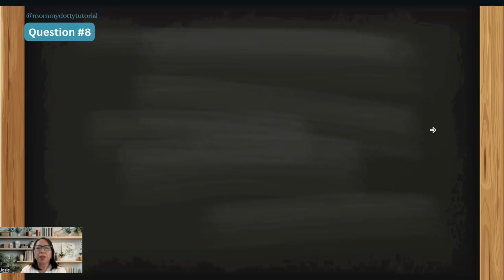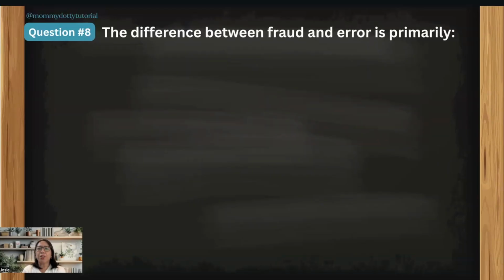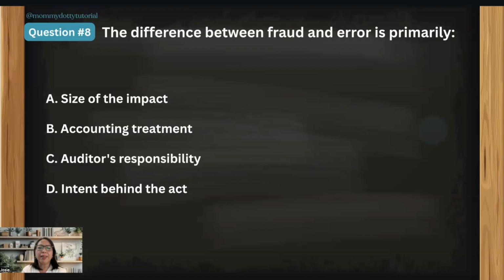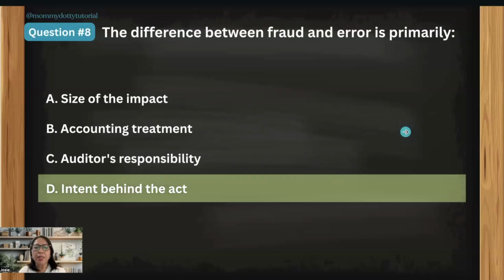Now let's go to question number 8. The difference between fraud and errors is primarily A, the size of the impact, B, accounting treatment, C, auditor's responsibility, and D, intent behind the act. Okay, you may pause this video to think. The correct answer is letter D, intent behind the act. So remember, fraud is intentional, error is unintentional.